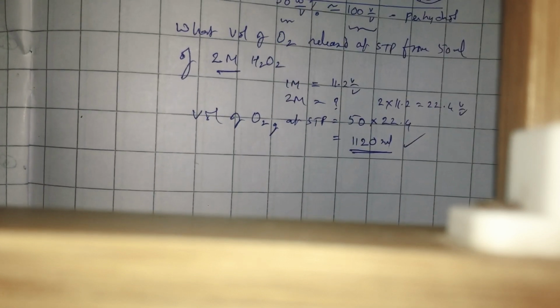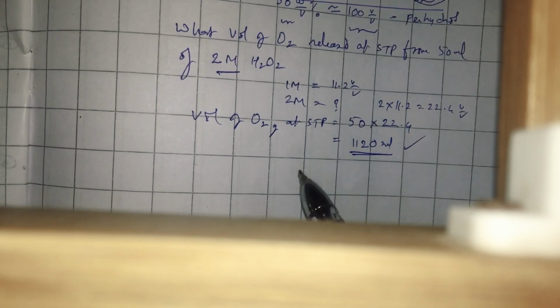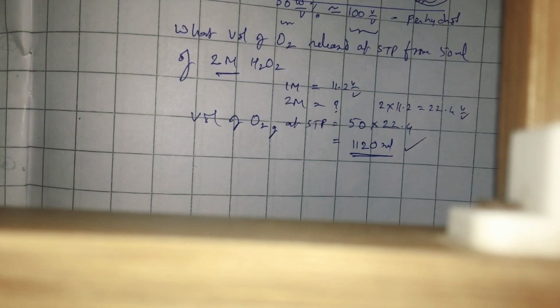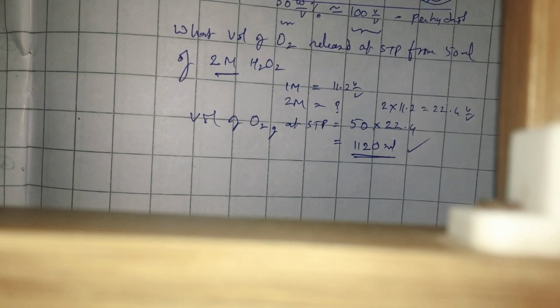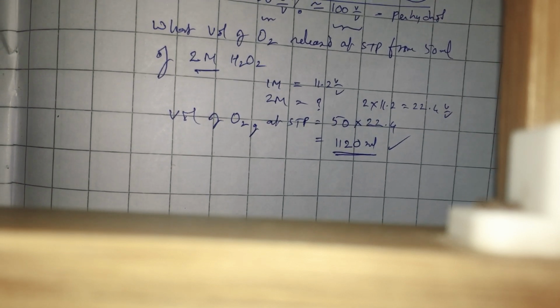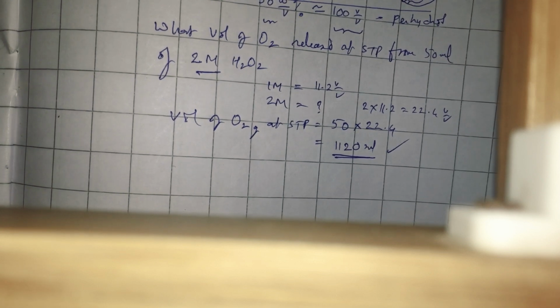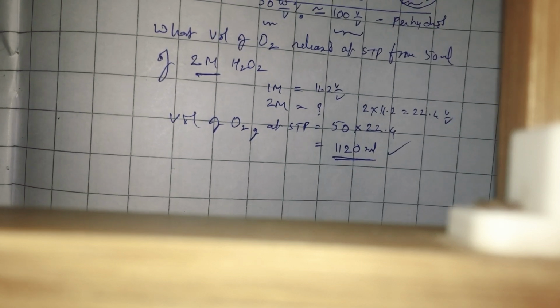So, there are 3 steps in solving this kind of problems. First, convert the given data of concentration of H2O2 into volume strength. Volume strength multiplied by the volume of H2O2 solution taken gives you the volume of oxygen gas released at STP. If you are multiplying volume in liters with volume strength, you get volume of oxygen released in liters. If you are multiplying volume in ml with volume strength, you will be getting volume in ml.